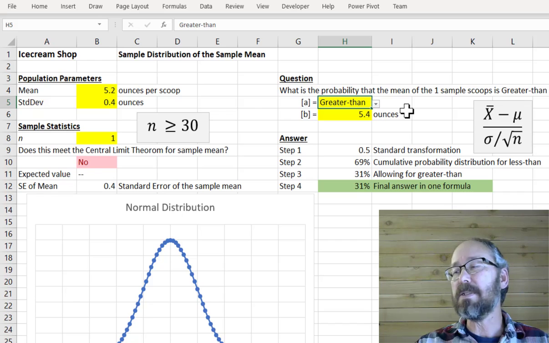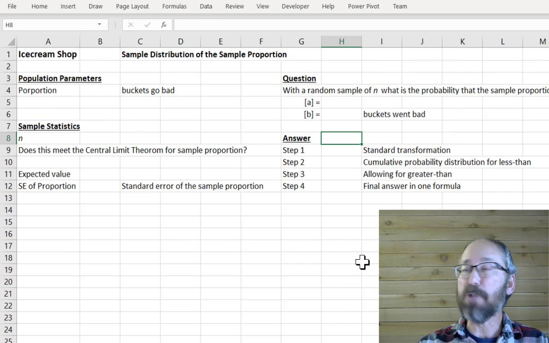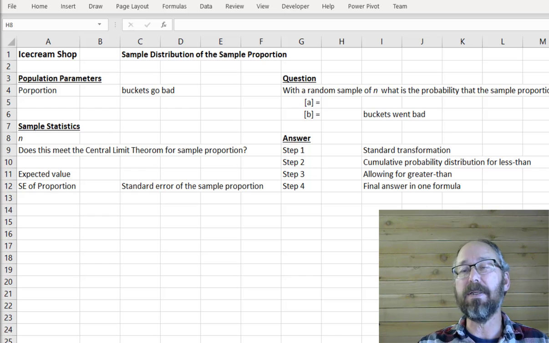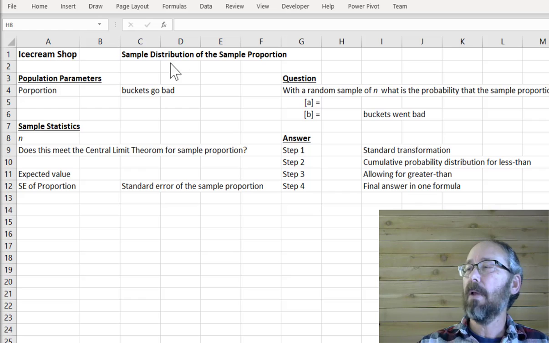Now we're going to switch to the sample distribution of the sample proportion, and you'll notice that I've set this up almost exactly the same, because many of the calculations are the same. Not the formulas behind them, because we're working with proportion, but kind of the steps that we need to go through to find this out. So we're dealing with our ice cream shop. We're talking about the sample distribution of the sample proportion.